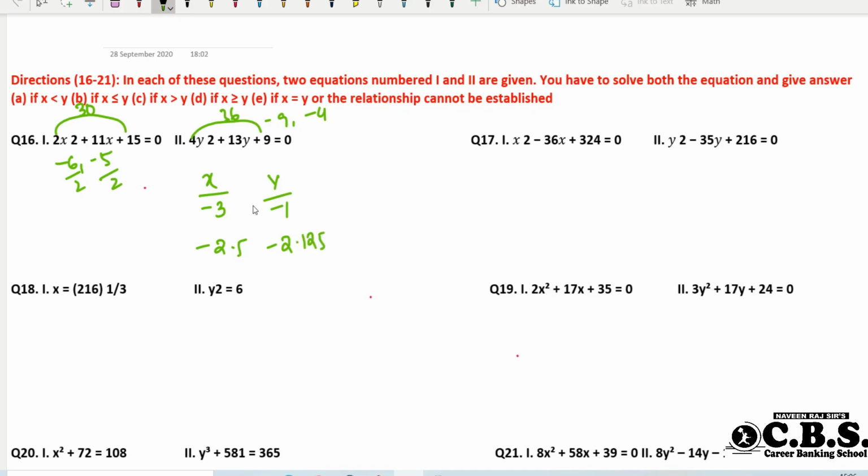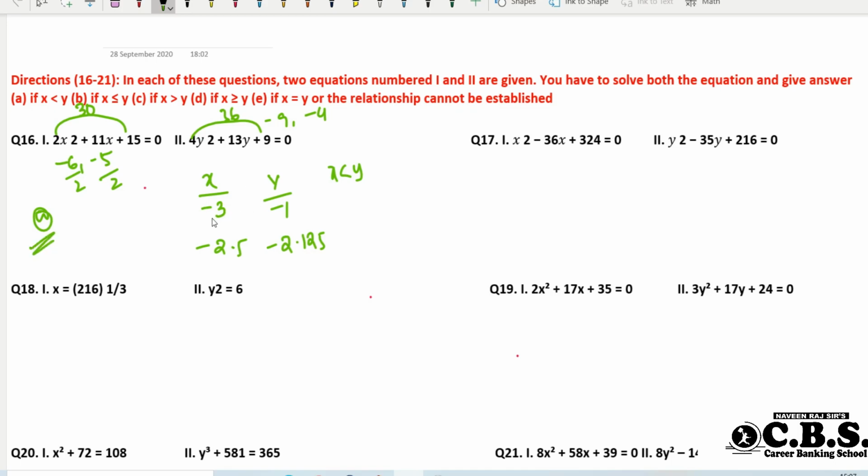Okay, so when we compare, the x value is greater than the y value here. Here, the x value is more than the y value. Here, the y value is more than the x value because it is a negative value. So in all these four conditions, x is less than y. So which option is the right answer? X is less than y, the first option is the right answer. Option A is absolutely the right answer.